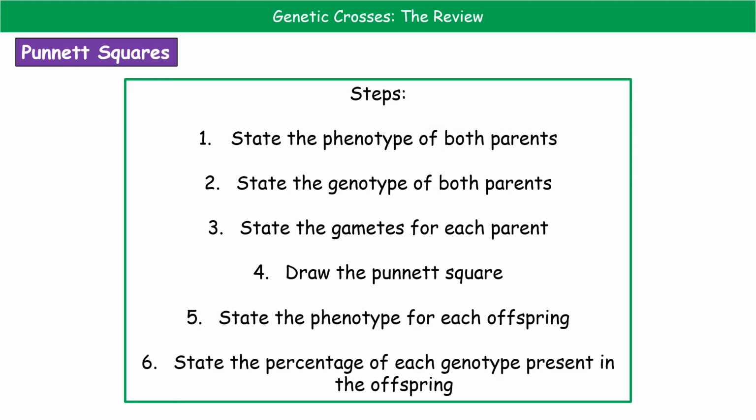This is our 6-step guide to getting maximum marks on any question where it asks you to draw a genetic cross diagram. Step 1, we state the phenotype of both parents. So the phenotype is the characteristic they show. Step 2, state the genotype of both parents. So write down the alleles that those would have. Step 3, split those into the individual gametes. Step 4, we draw our Punnett square out, filling in the blanks. And then we're also going to get to step 5, where we state the phenotype for each offspring. And step 6, we finally state the percentage or the ratio for each genotype present.